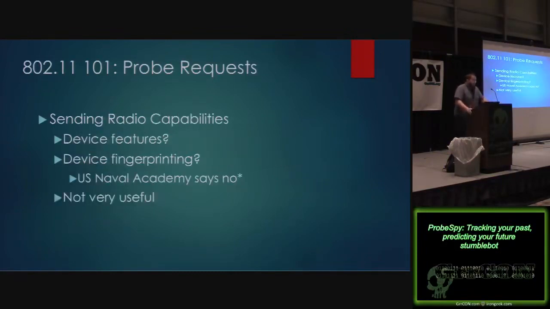Additionally, we can determine the sending radio's capabilities. This is stuff like the frequency that the radio will transmit and receive at, the modulation schemes that it supports, the encryption schemes that it supports, other features like Wi-Fi Direct and stuff like that. Now, there are a whole bunch of different features that are included in this area.